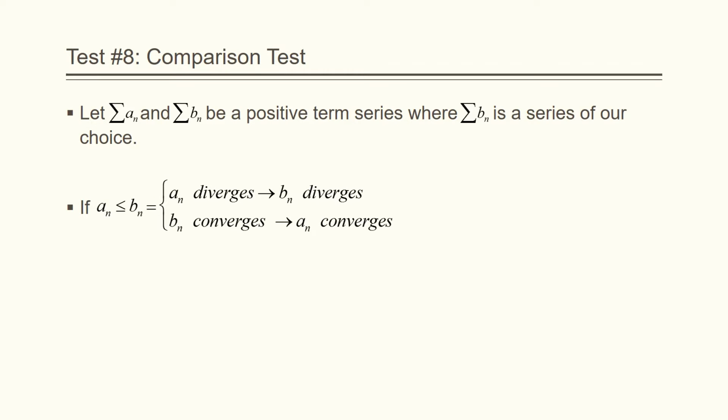Test number 8, the comparison test. Let the series of an and bn be positive term series, with bn that we can choose. If an is less than or equal to bn and an diverges, then bn diverges. If bn converges, then an converges.